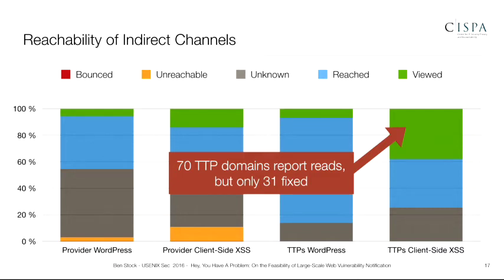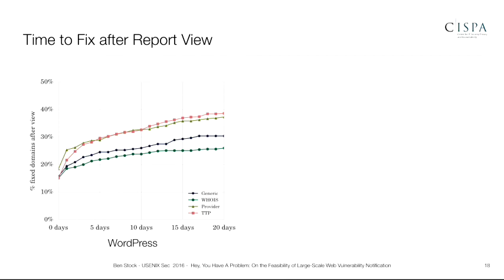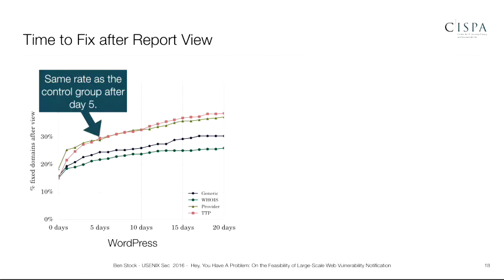One other thing that we looked at is the time it took people to fix the vulnerability after they had viewed a report. And we see this here on the left-hand side for WordPress, where within the first day, about 15%, regardless of the group, could fix the vulnerability. And we see that this curve becomes less steep after a couple of days. Actually, it turns out that after day 5, this increase in the fixed domains corresponds to the natural decay of vulnerability. So it's exactly the same as in the control group. So at that point, it's no longer us. It's just this natural evolution of the vulnerability that kicked in here.